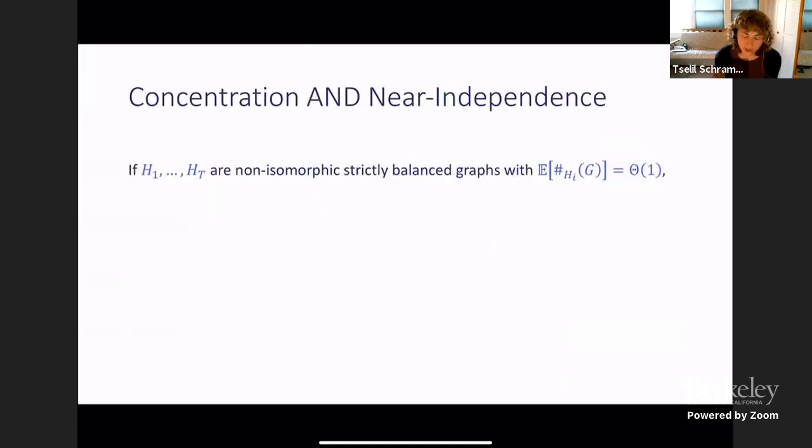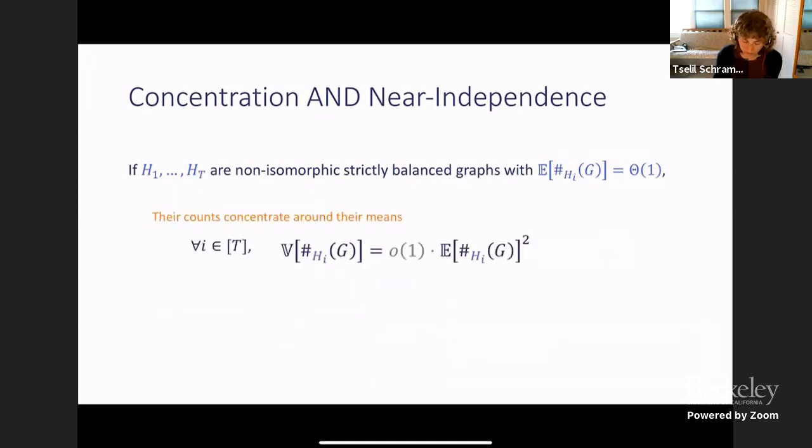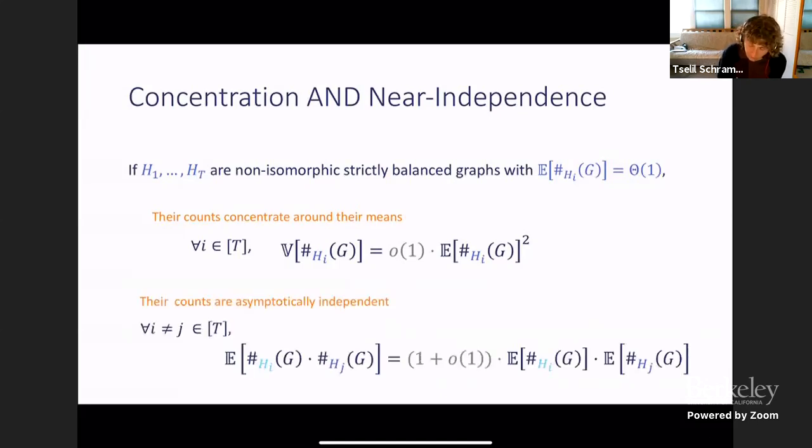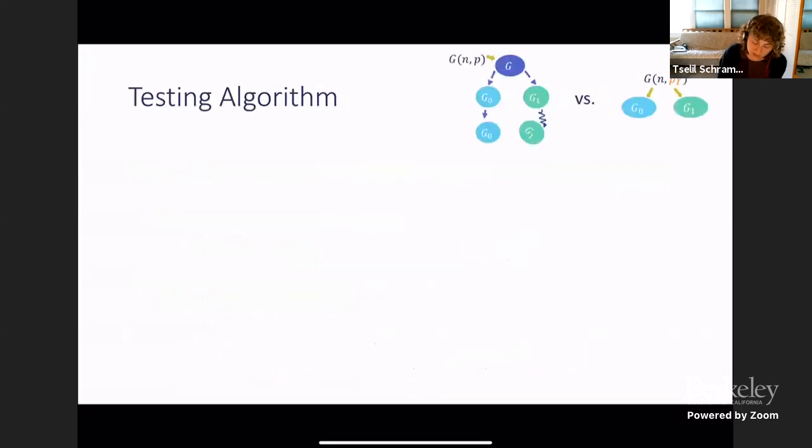And so now, by the second moment method, we get concentration of the subgraph counts around the expectation. And not only will we get concentration of the counts, but we'll also get near independence. So asymptotically, the counts will be independent. The counts will concentrate around the means, and for any pair of distinct graphs H_i and H_j, the expected product of the counts is basically the product of the expected counts. Okay, so that's essentially what we wanted.